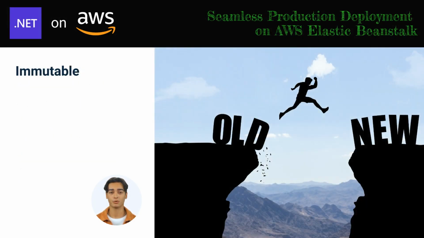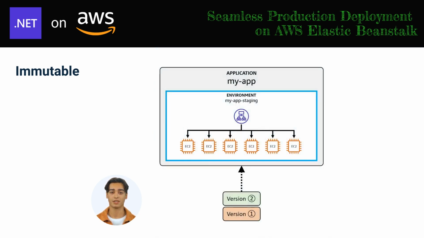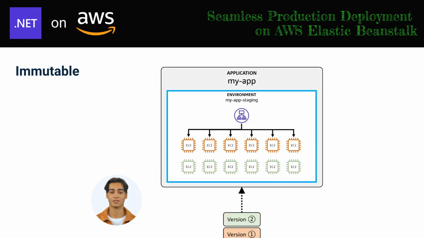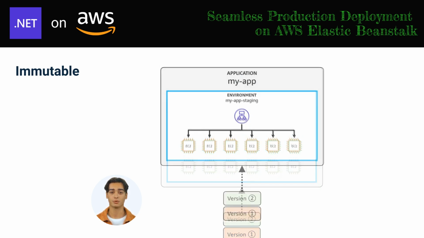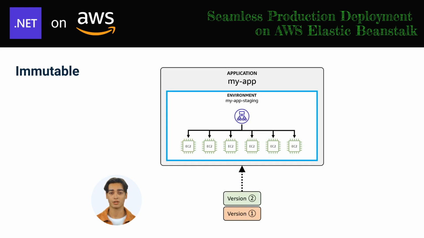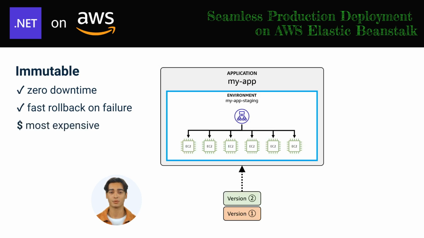Immutable deployments are an alternative to rolling updates when you want your new version deployed to all new instances. Instead of updating your existing instances, Beanstalk launches an entire set of new instances and deploys the new version to them. Once the new deployment passes health checks, the original instances are terminated. Immutable deployment has 0 downtime, and failures are low impact and can be rolled back quickly. However, immutable is the most expensive way to deploy and takes the longest.